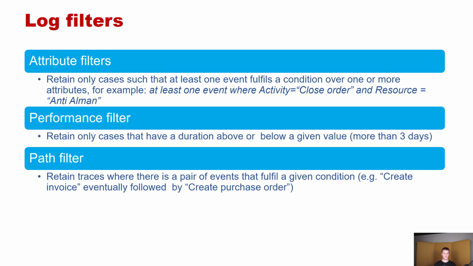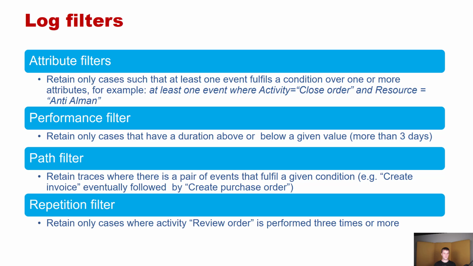Or path filters, where we can retain traces where there is a pair of events that fulfill a given condition. For example, create invoice is eventually followed by create purchase order. Or we can also do repetition filters, where we retain only cases where activity review order is performed 3 times or more. Each of these filter types is very useful to understand and to be aware of, and actually there are many more filter types available, and some of those are going to depend on the tool that we are using. However, now let's take a look at how those filters actually look in Apromore.